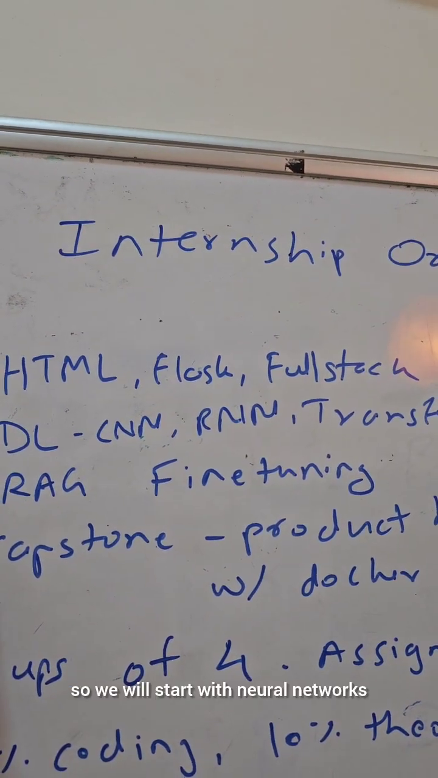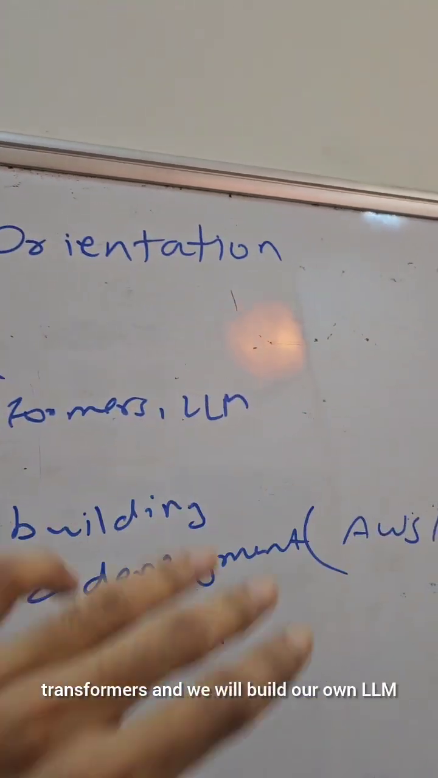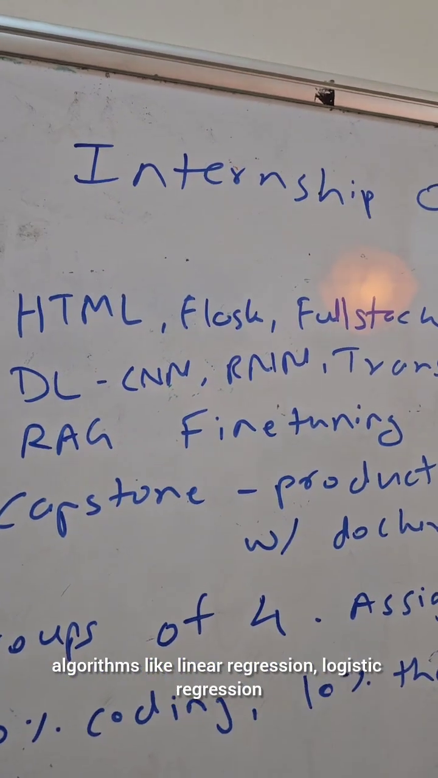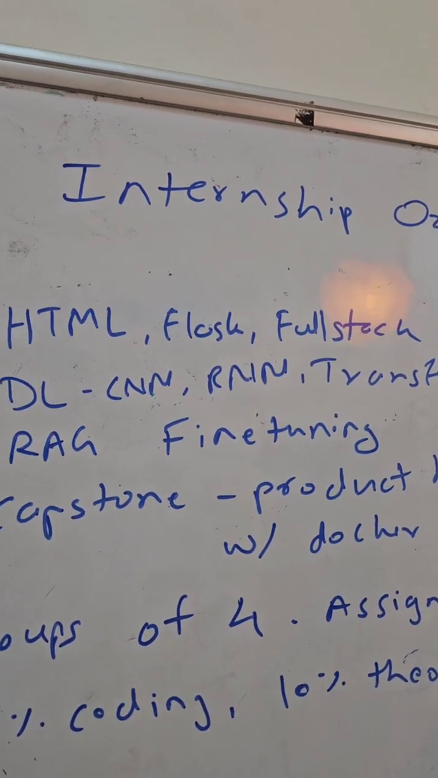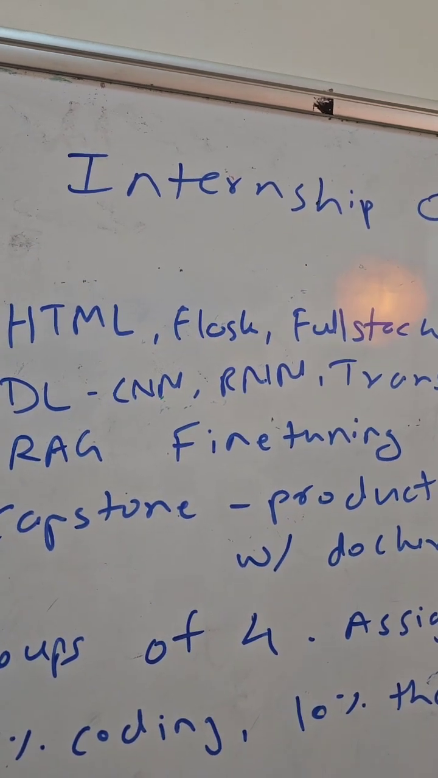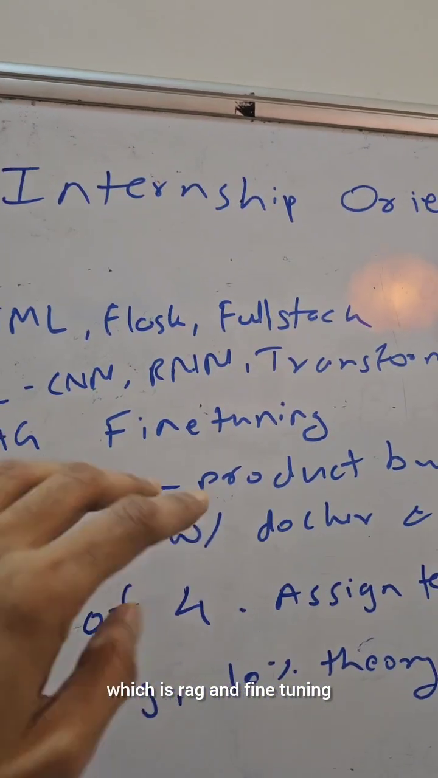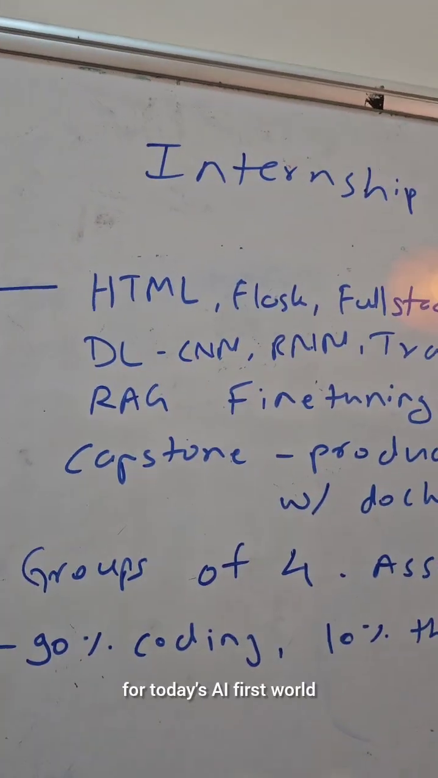Then our core area: deep learning. So we'll start with neural networks, artificial neural networks, CNN, RNN, transformers, and we'll build our own LLM. Here we'll also do some machine learning algorithms like linear regression, logistic regression, which I have not mentioned here, pandas, NumPy, matplotlib, etc. Then we move to the third section, which is RAG and fine tuning, which is going to be the latest tech stack for today's AI first world.